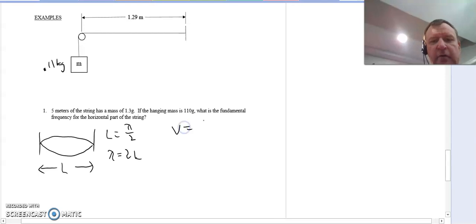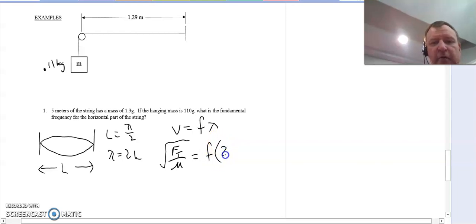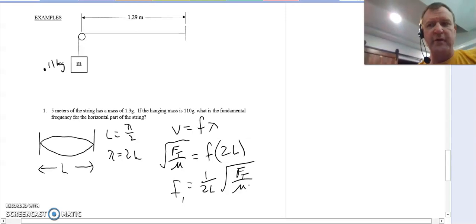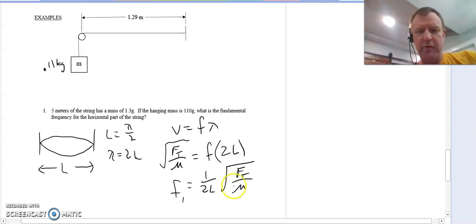Okay, v equals f lambda. Because it's a wave on a string, we can say the square root of tension over mu equals f lambda, which is 2L. And we're looking for the fundamental frequency, so f is what we're solving for here: 1 over 2L times the square root of tension over mu. All right, so we're almost there, but we just have to figure out what numbers to put in here.